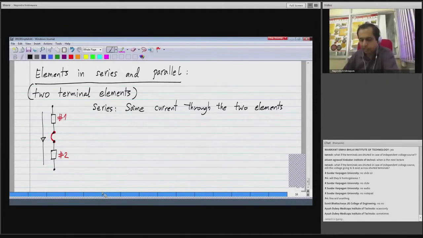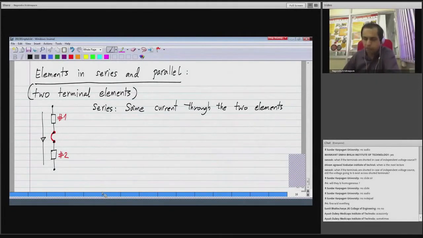As I was saying, in series connection of two elements, you will have one terminal of one of the elements connected to one terminal of the other element with nothing else connected. And what it enforces is the same current through both elements. So a feature of series connection is that the same current will flow through the two elements.